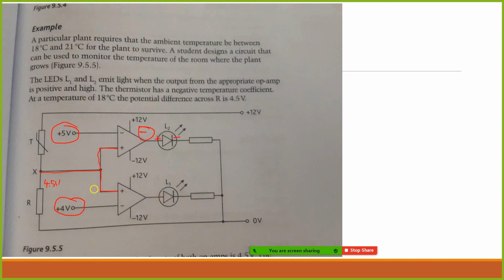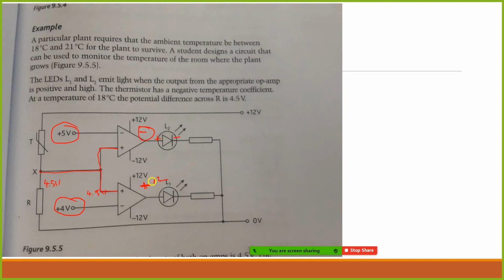Let's look back at this one. So this voltage is going to be 4.5. So at this terminal, which is the non-inverting terminal, the voltage is 4.5, right? Which just tells me now that my output is going to be positive. I don't know what the value might be, whether it be positive 12, it doesn't matter for now. Let's just say positive 12.